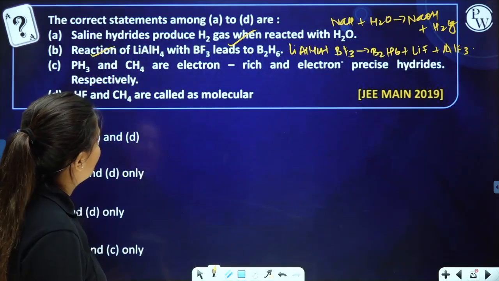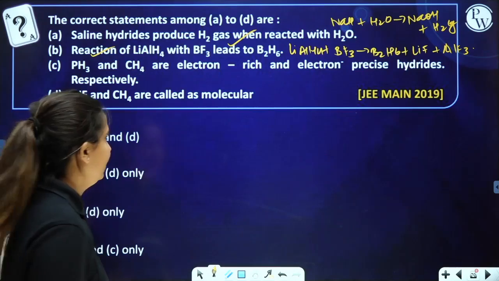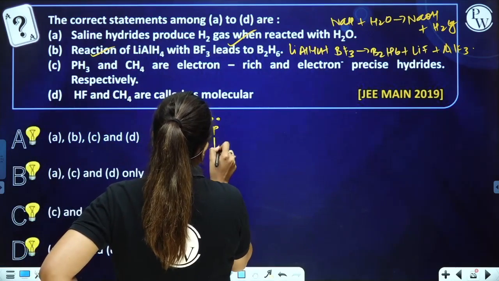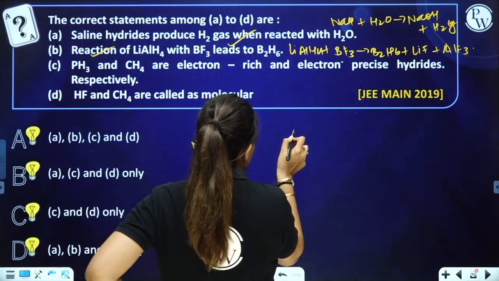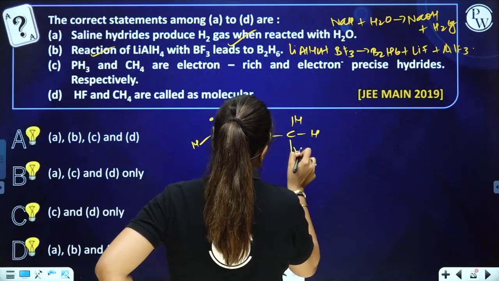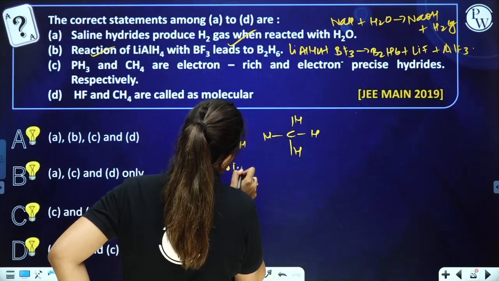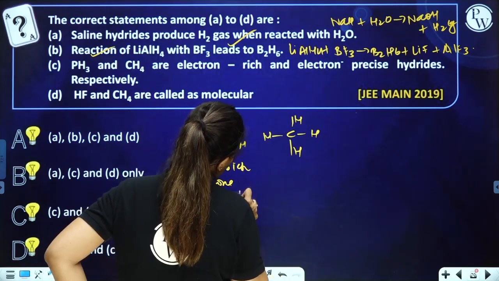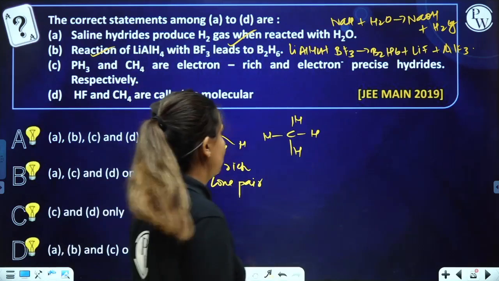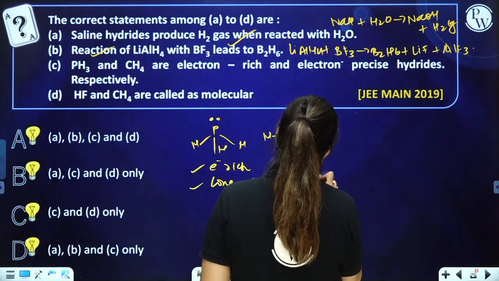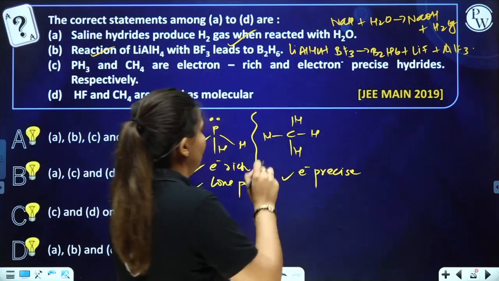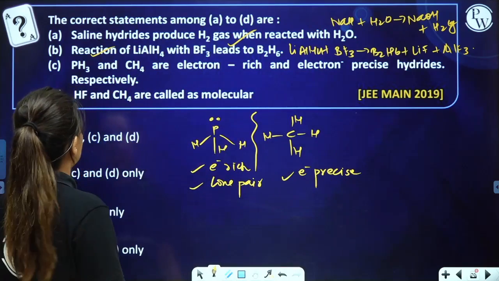PH3 and CH4 are electron rich and electron precise hydrides. Very true. If you make phosphine, it has a shape like this; if you have methane, you have a shape like this. So PH3 is electron rich because it has a lone pair of electrons, whereas methane is electron precise because it has the desired number of electrons, which are 8 around itself.